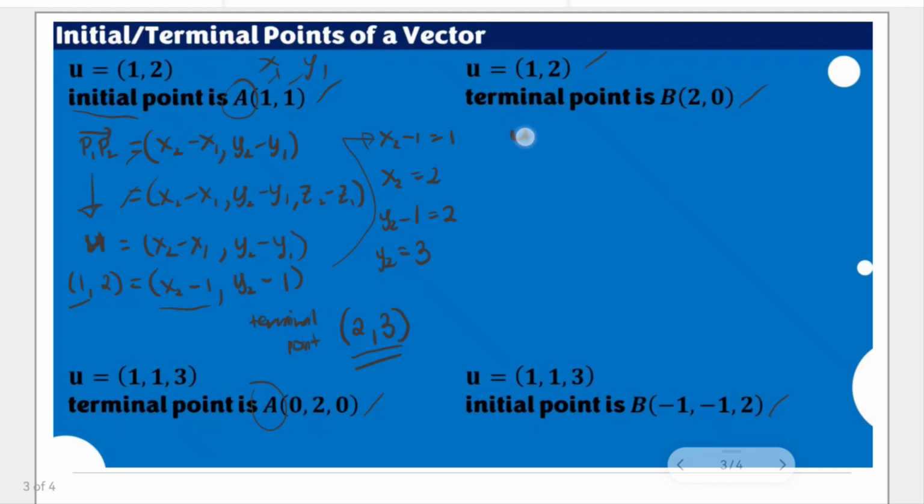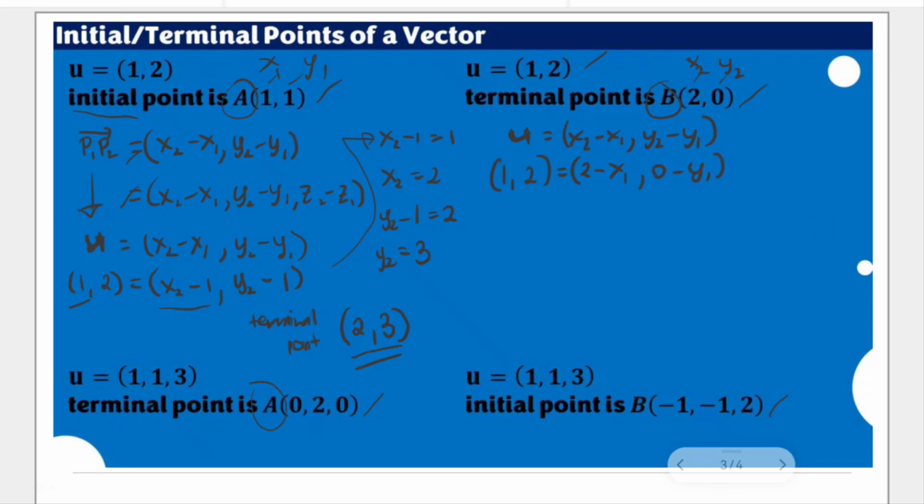We'll be using the same formula here for R2. You will have x sub 2 minus x sub 1 and y sub 2 minus y sub 1. Your vector u has the components 1 and 2, but in this case, since B here is the terminal point, 2 and 0 correspond to x sub 2 and y sub 2 respectively. This will mean your value here is 2 minus x sub 1, and you'll have 0 minus y sub 1.